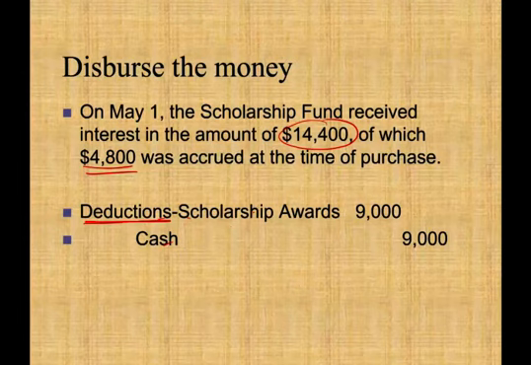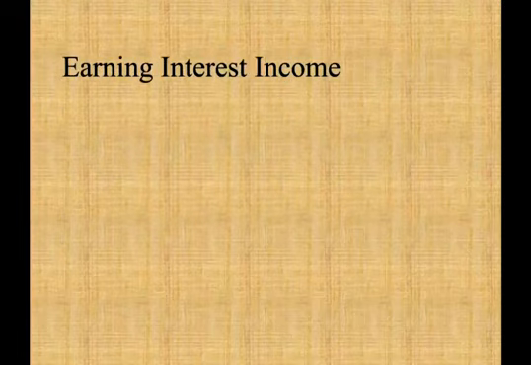So basically, we just earned 14,400 in interest. I showed you the entry: debit cash, credit accrued interest, then credit the interest income. Then we disbursed $9,000. Credit cash, debit deduction. Again, deduction is like an expense, but we don't call it an expense.